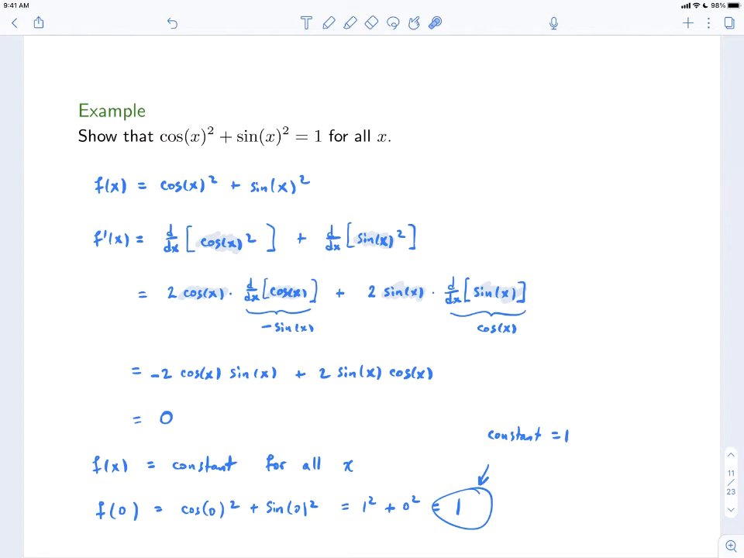So what that tells us is that f at x is equal to 1. But what was f at x? It was cosine of x squared plus sine of x squared. So that means for any x, cosine of x squared plus sine of x squared must equal this constant 1, which is exactly what we wanted to show.